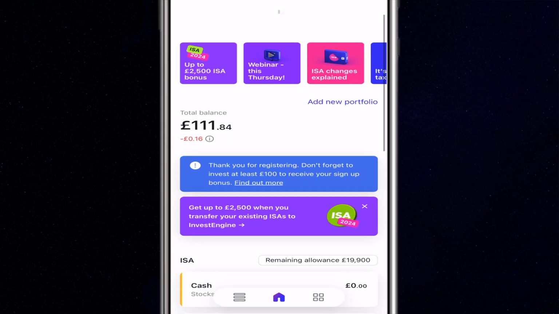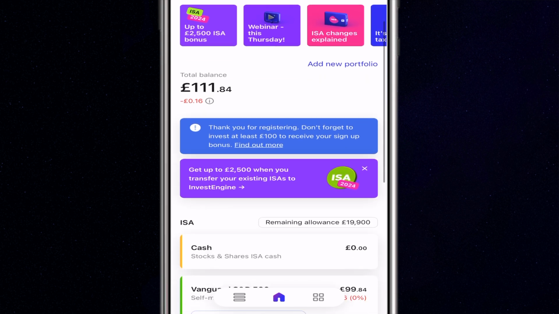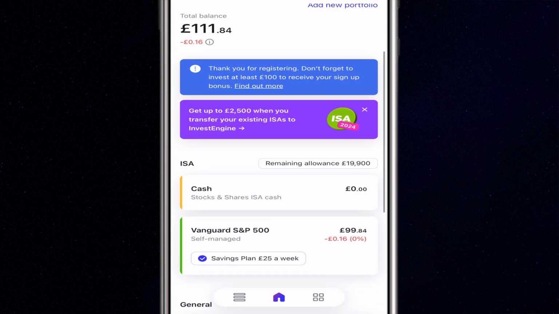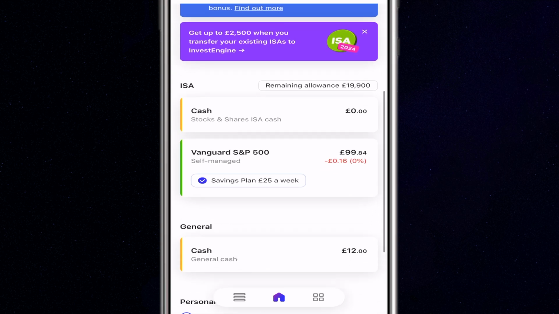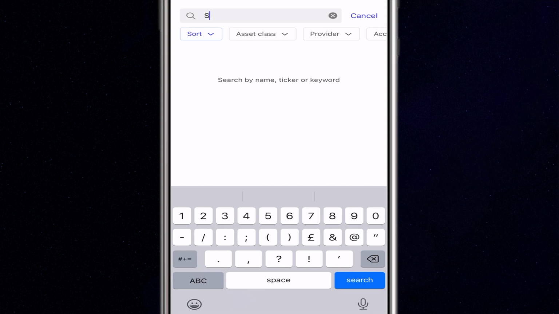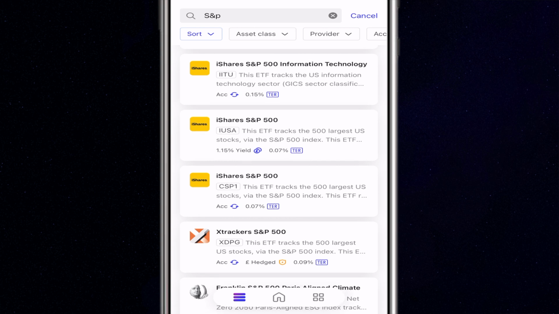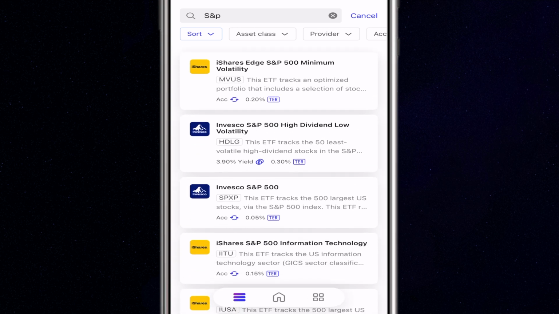So going back to my screen here. So here you can see, and this is my ISA that I've got. I've only set it up yesterday, so there's only £100 in there, and also got a £12 sign-on bonus, which was fantastic. But if you go onto here, you can see the different things you're able to invest in. So let's say we want to invest in the S&P 500. You can type that in and then see all of the different ETFs that are available to you. Clicking on those as well.